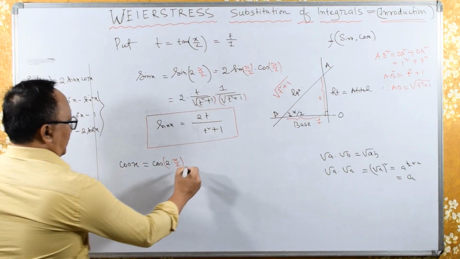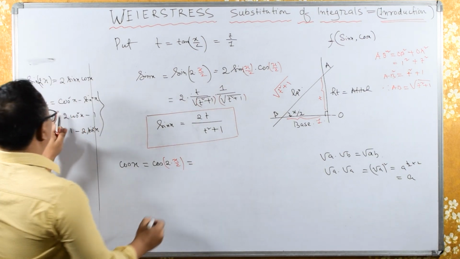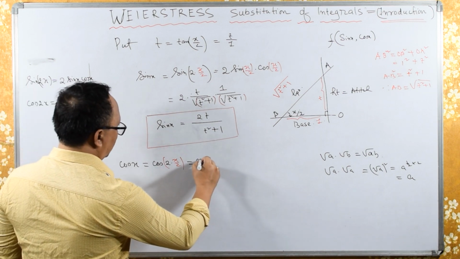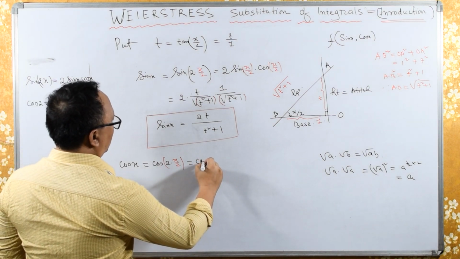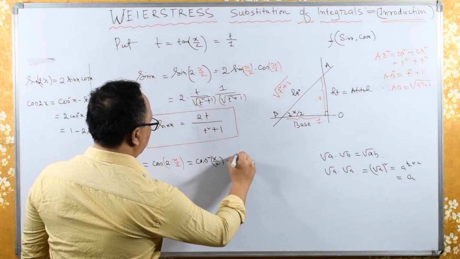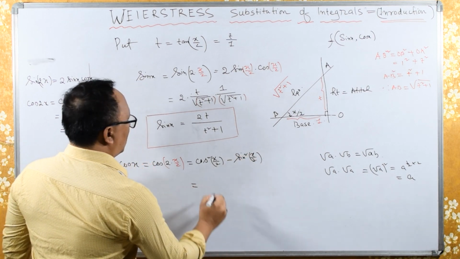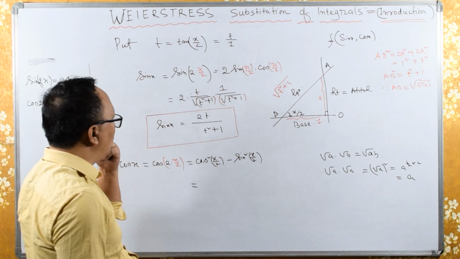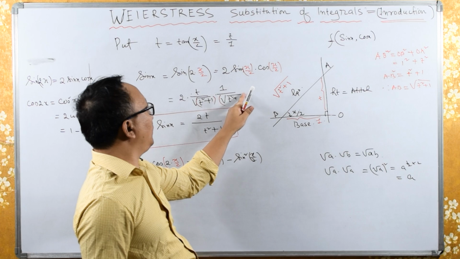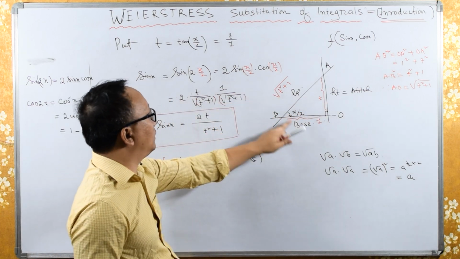Now let's take the first one. The first one is cos 2x, which is cos square x by 2 minus sin square x by 2. What is cos square x by 2? Now, what is cos x? From this triangle, cos x by 2 is this upon this.